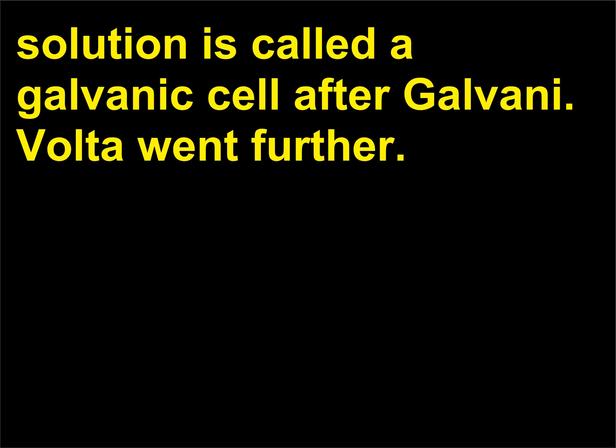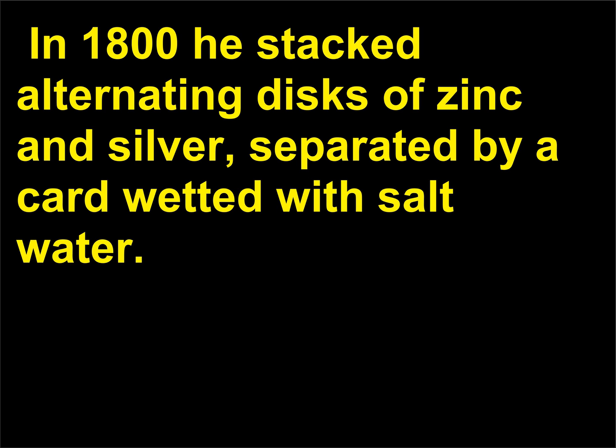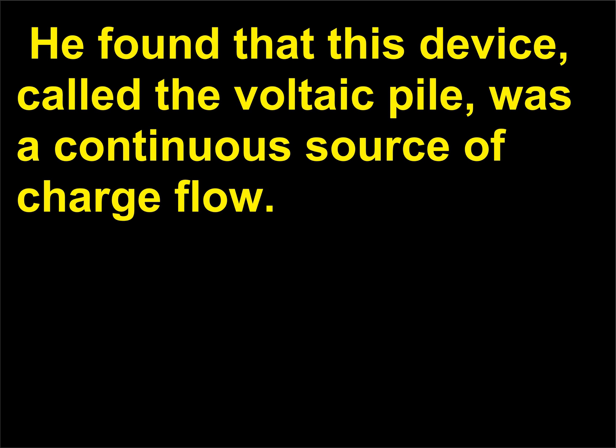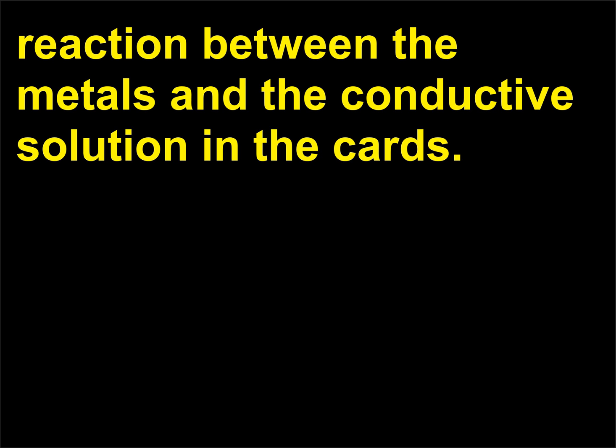Volta went further. He found that the two metals that produced the greatest electrical effect were zinc and silver. In 1800 he stacked alternating discs of zinc and silver, separated by a card wetted with salt water. He found that this device, called the voltaic pile, was a continuous source of charge flow. Sir Humphrey Davy showed that the charge flow was due to a chemical reaction between the metals and the conductive solution in the cards.